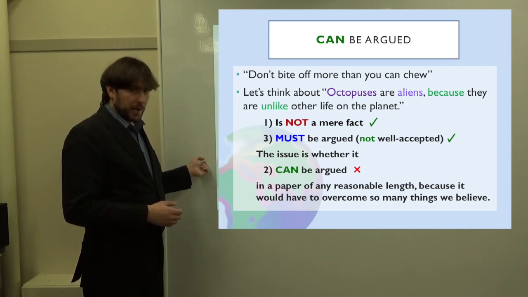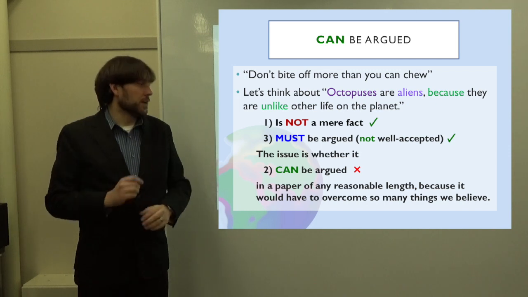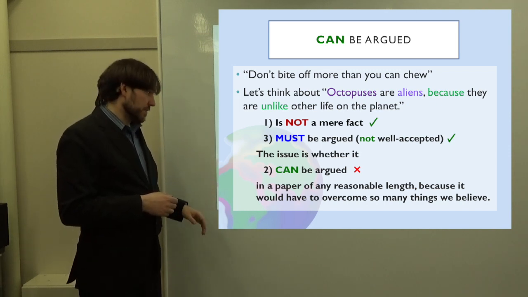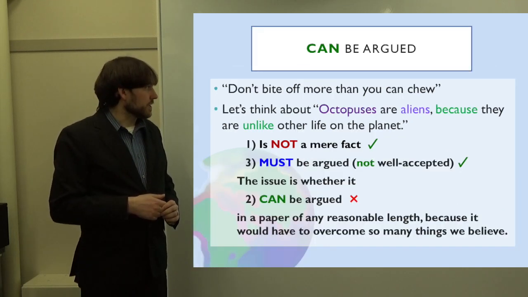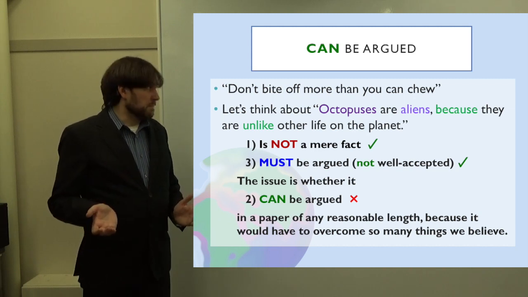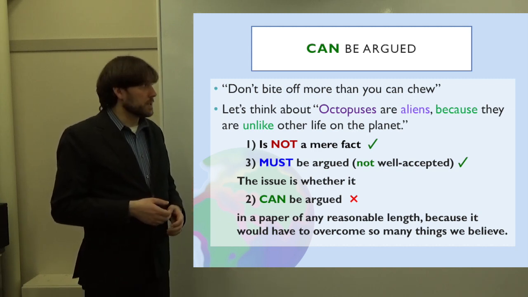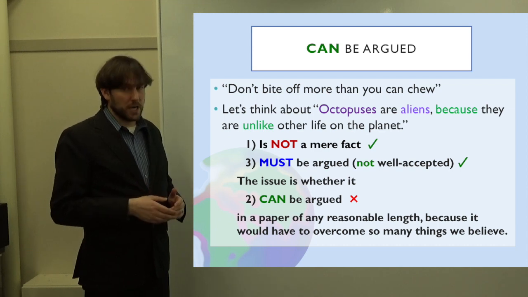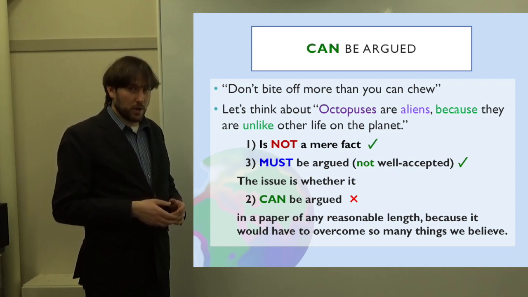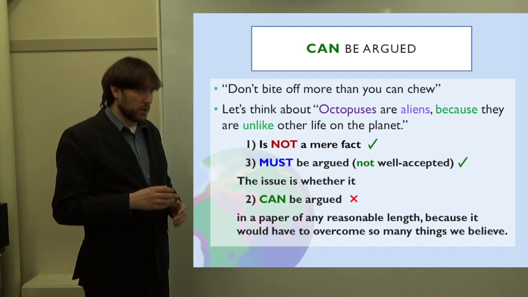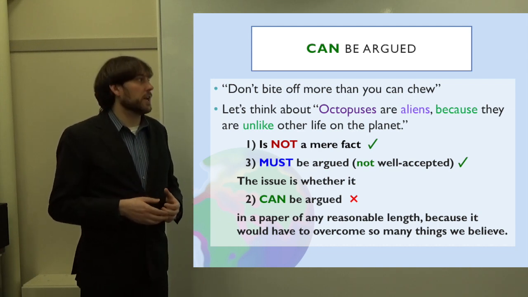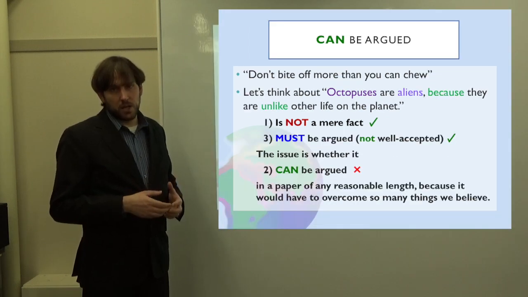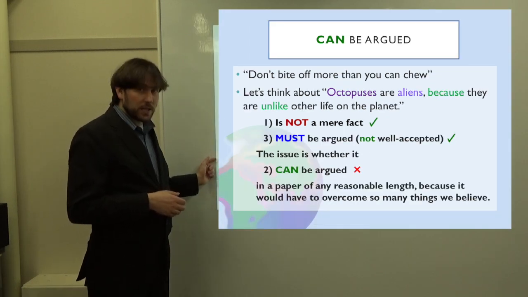The issue is whether it can be argued, and I'm going to tell you it really can't. Why? In a paper of any reasonable length, it would have to overcome so many things that we believe. So you'd have to convince me that there's a definition of alien that octopus fits under. You'd have to convince me that octopuses are unlike all other life on the planet. That's going to take a whole lot of arguing. So we're talking several large books just to get us to the point where you accept that octopuses are unlike all other life on the planet in a definition that helps them to be aliens. That's not going to work. So this is not something that can be argued.